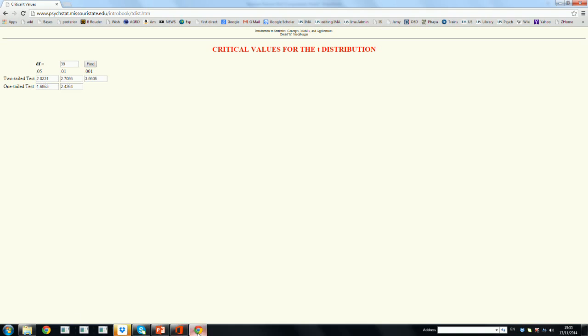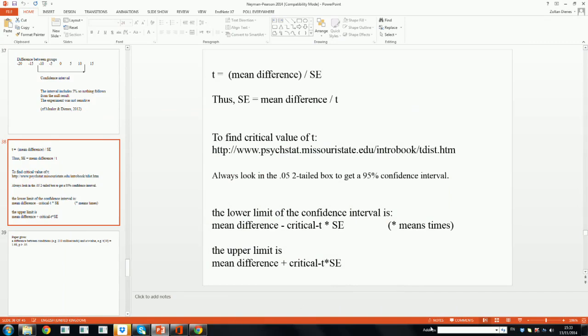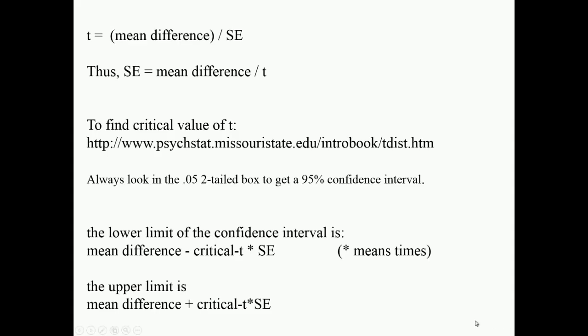So hopefully that's straightforward. There's a link there. So I put here, always look at the 0.05 two-tailed box to get a 95% confidence interval. Then the rest is easy. The confidence interval goes from here to here, so you have a lower limit and an upper limit.